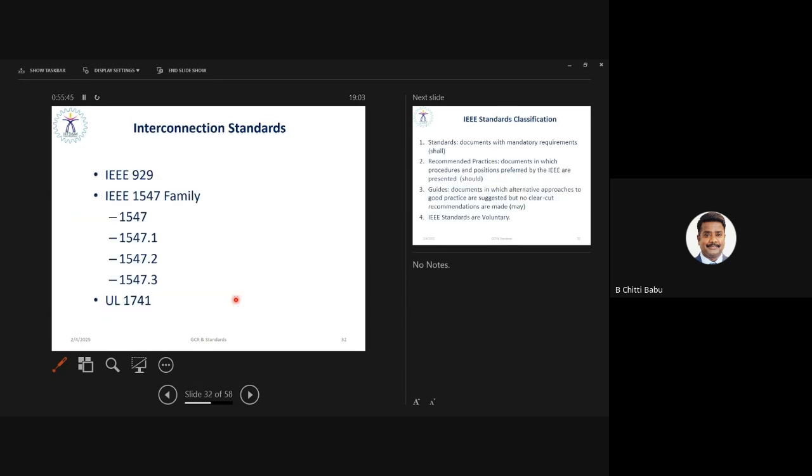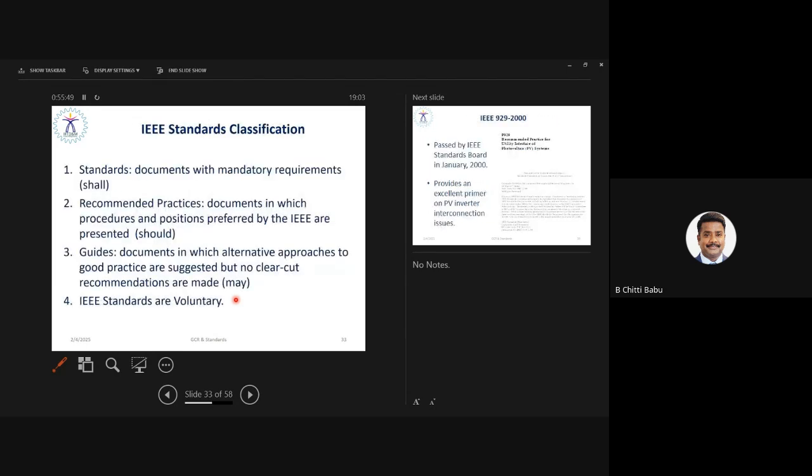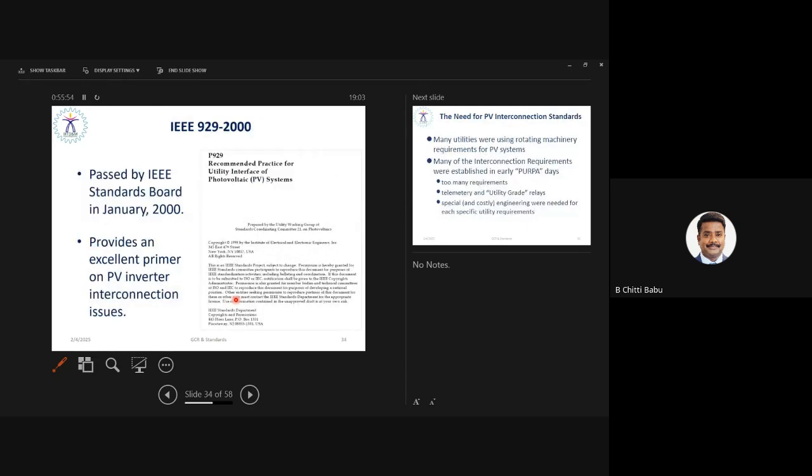Right, interconnection standard. These are the interconnection standards for solar photovoltaic, and this has been given here for all the requirements. Go through it and you will understand very clearly the recommended practice for utility interface of photovoltaic. Of course, it provides an excellent primer. It provides excellent information for PV inverter interconnection issues, and it is available in IEEE Xplore as well.